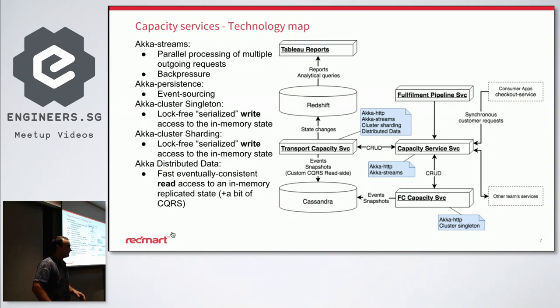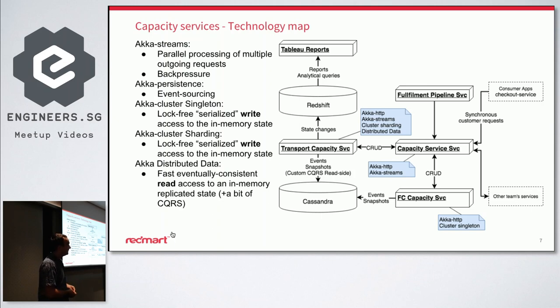Capacity service is how much you can store? Sorry, what? The capacity service is about how much you can store or what? So capacity service is just an orchestrator. It just basically sends read requests to transport, FC, and a few other services, then reconciles the data. So we need to have capacity in FC, we need to have capacity in transport, we need to not have this address blocked for the time period that you're selecting, and so on.